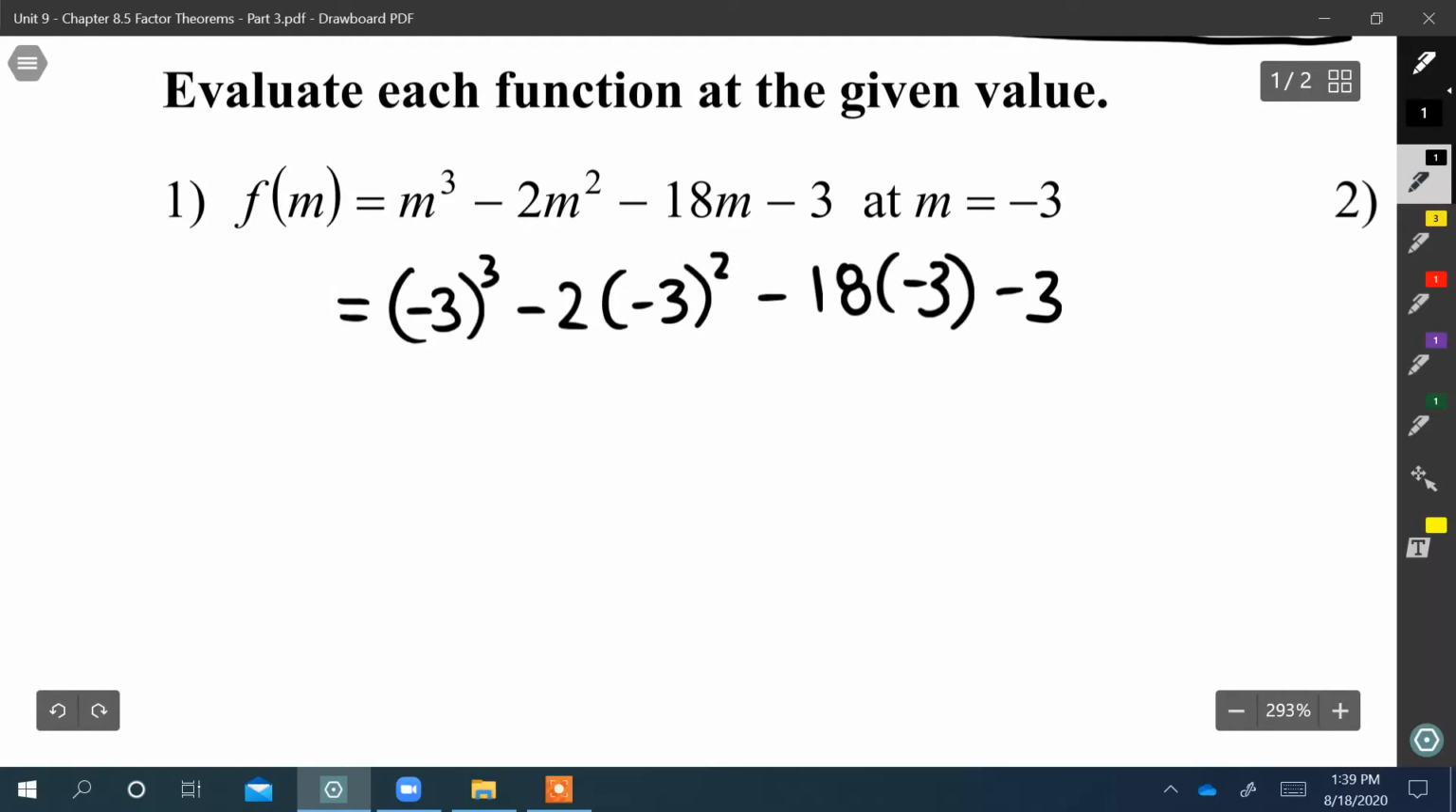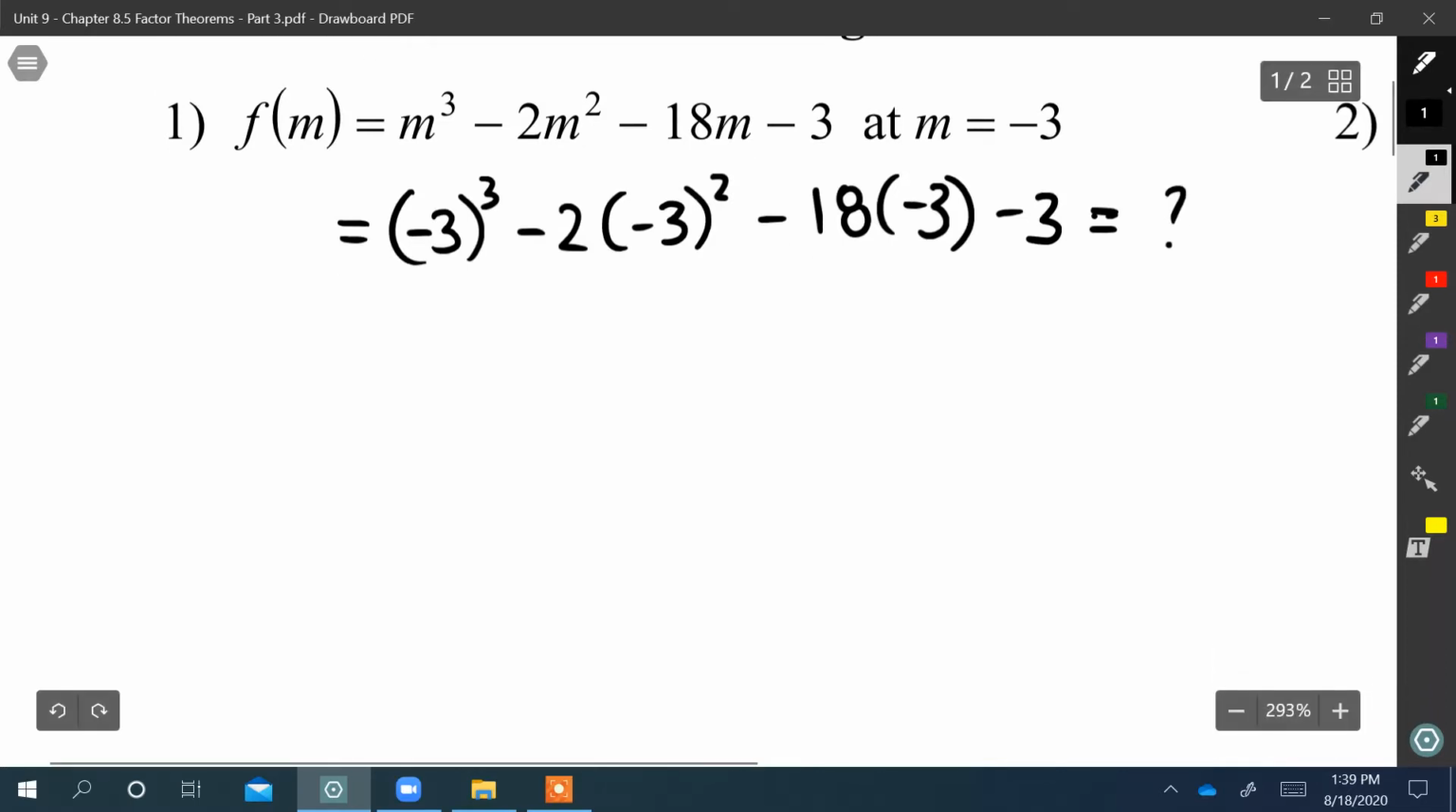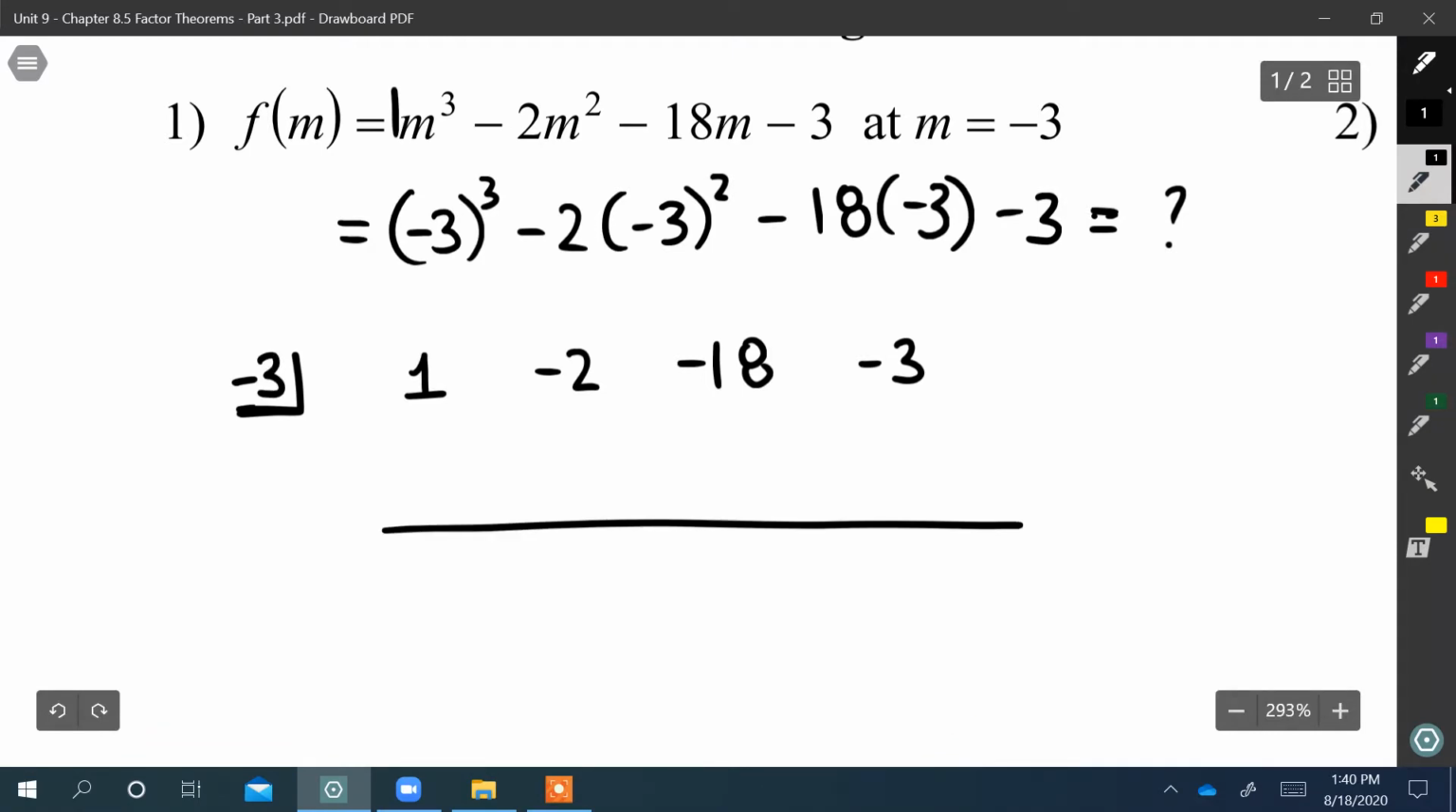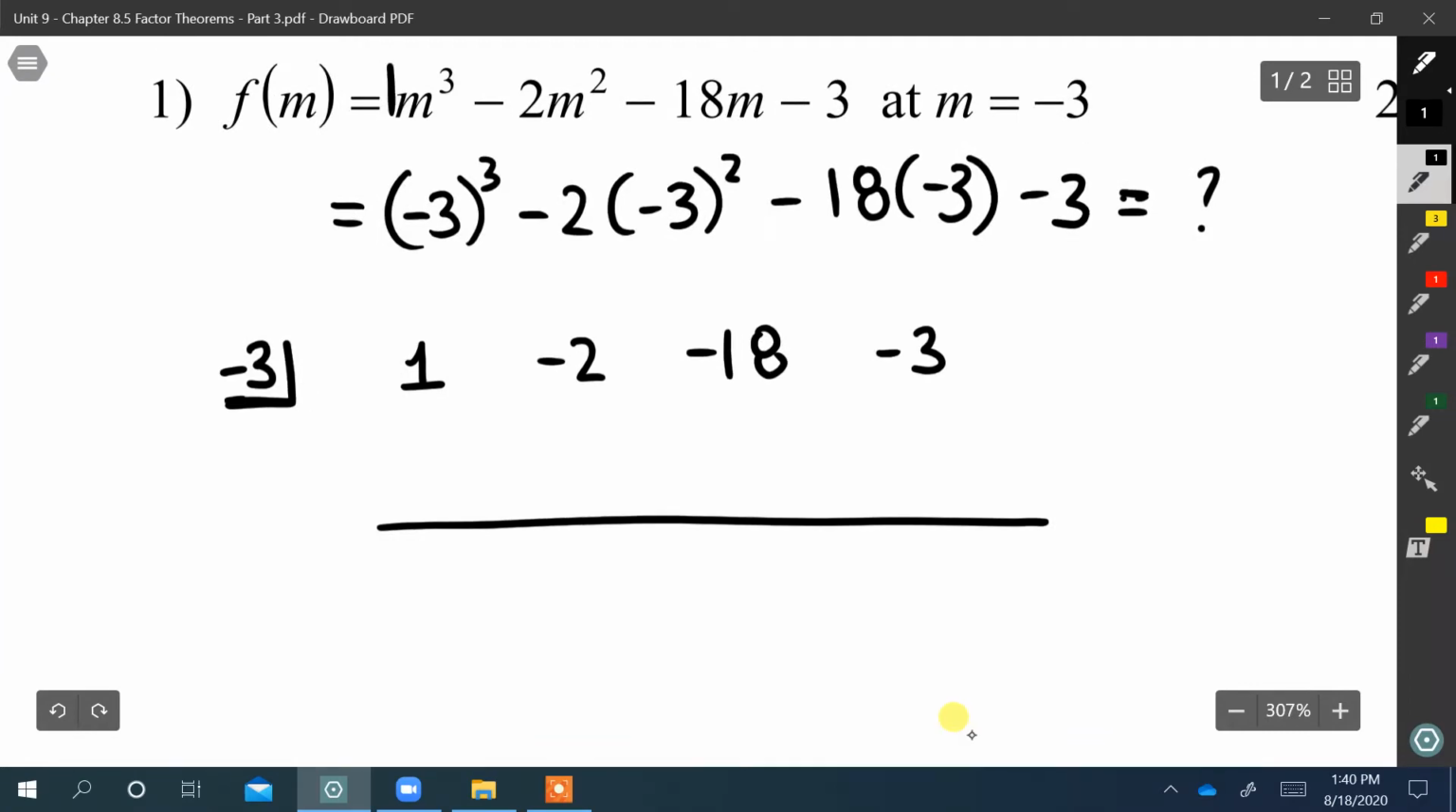I could do that, but I don't want to, because we learned a new method of how to do this: synthetic division. If I were to do all of this, it would take me a long time. So I'm going to use synthetic division for this. I'm going to list all my coefficients: 1, -2, -18, and -3. The number we're going to put there is -3. Now I'm going to use synthetic division.